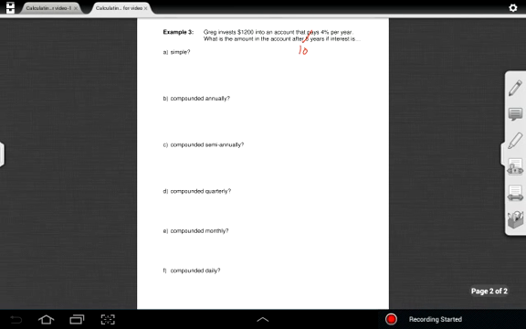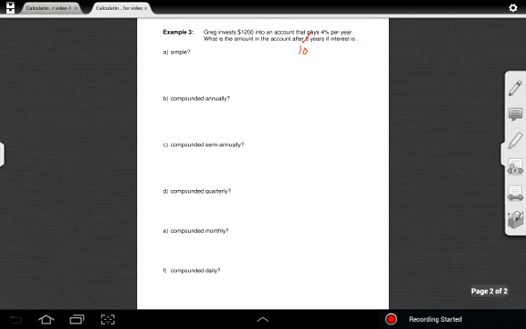Let's look at quarterly. So now we have 4% divided by 4, which is 0.01, 1%. We're calculating 4 times a year for 10 years, so that's 40. 10 times 4 is 40. And so we have something very similar to the power of 40. And we get $1,786.64.